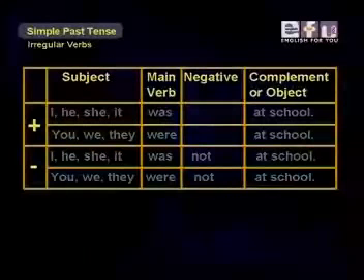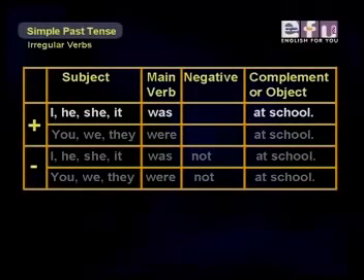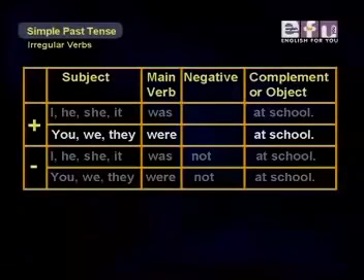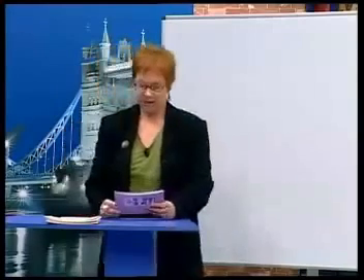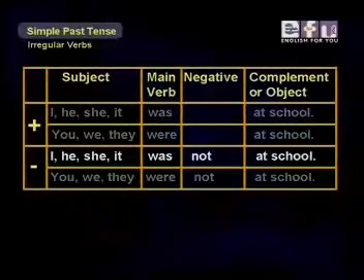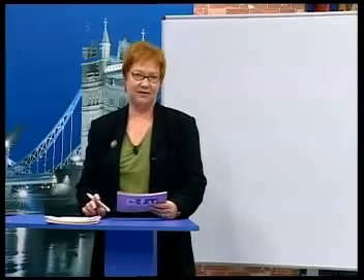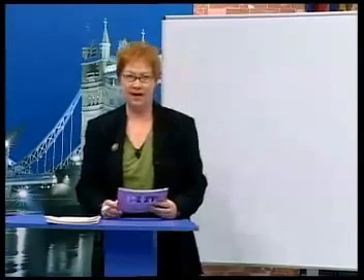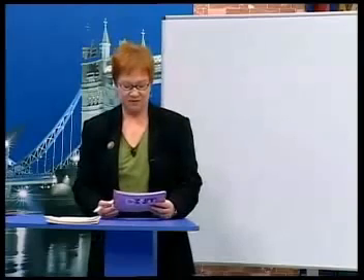Now, if you look at the screen, look at the examples on the screen, you can see how the sentences are put together. Now, we have subject, main verb, negative, and complement. I, he, she, it was at school. I was at school. Subject, main verb, complement. Another example for positive, you, we, they were at school. Subject, main verb, complement. Okay? Now, to make it negative, I, he, she, it was not at school. Subject, main verb, negative, complement. And of course, you, we, they were not at school. You were not at school. Subject, main verb, negative, and complement.